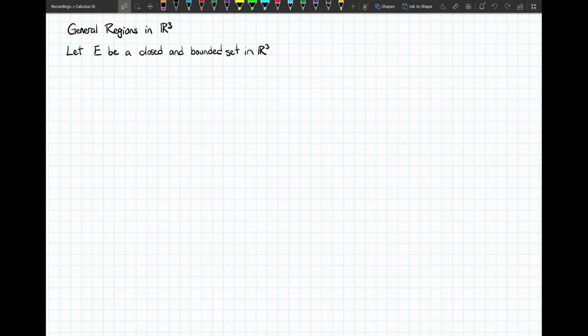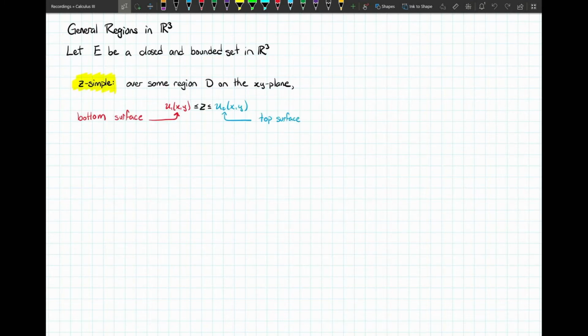Let's start off with what we would call a Z-simple region. Now, a Z-simple region is where our function is bounded by some bottom surface and some top surface, which will be functions of x and y. So over some region D on the xy plane, we can say that z always varies between u1 of x,y as its lower boundary and u2 of x,y as its top boundary.